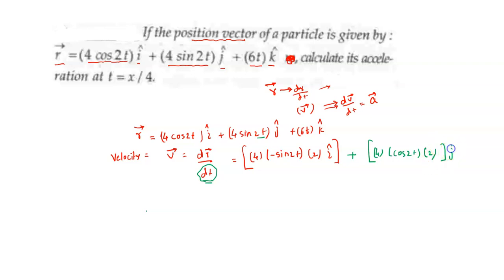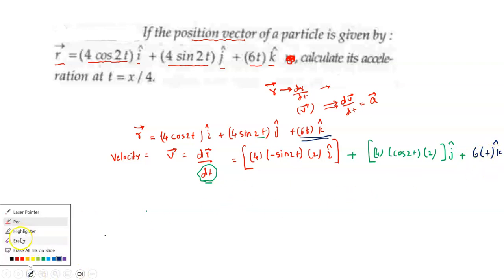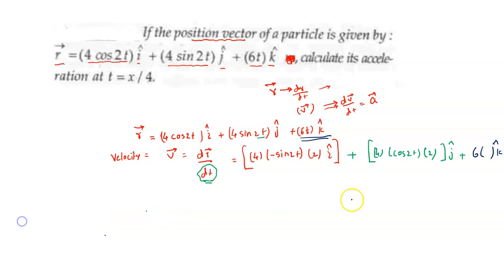Into j hat, and plus, if you observe, the z-axis k hat term is 6t. The 6 stays, and the differentiation of t is 1. There will be no t there; t becomes 1. So 6 into 1, that is 6k hat.